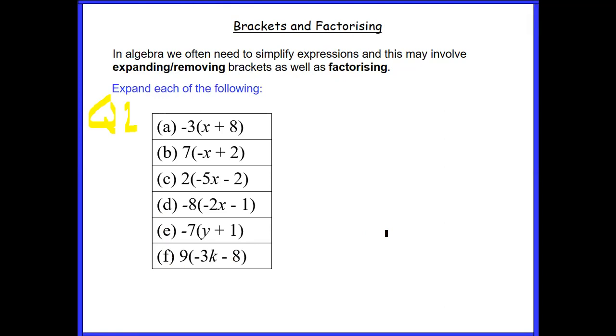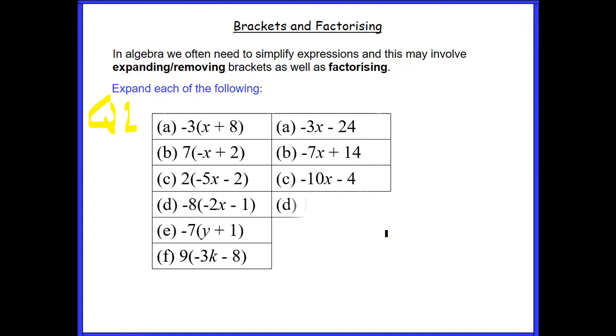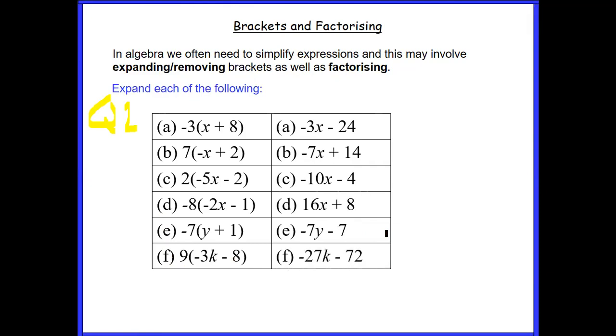Okay, guys, let's quickly go through these. For the first one, you should have got negative 3x minus 24, negative 7x plus 14, negative 10x minus 4, 16x plus 8, negative 7y minus 7, and negative 27k minus 72. So for today, you just do question 1 and 2 from the PowerPoint, write down the answers, and make sure you've checked them. If you have any problems or questions to do with the lesson, please message me and I'll respond with an access code for a Zoom room so I can help and support you with any of these questions.